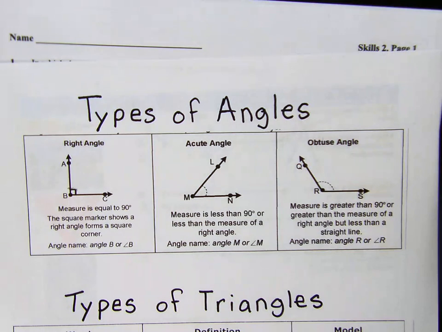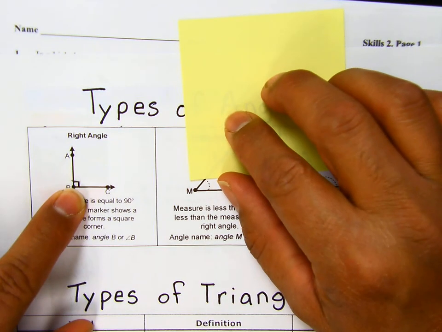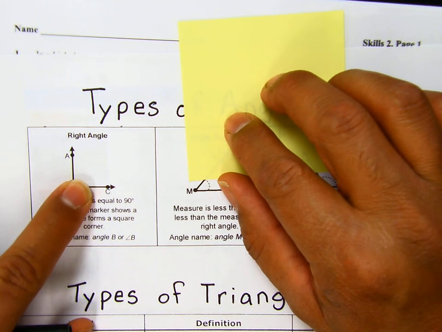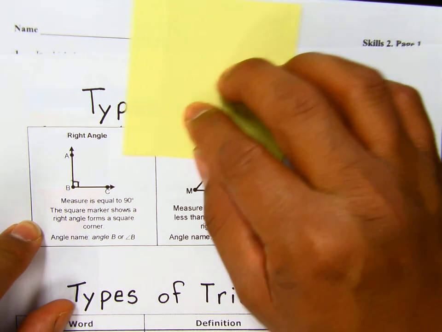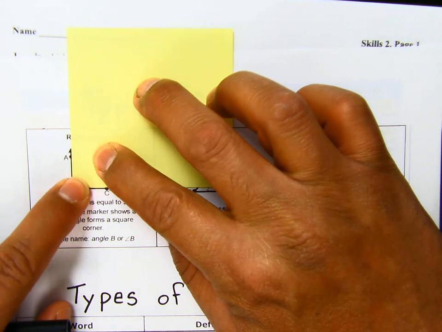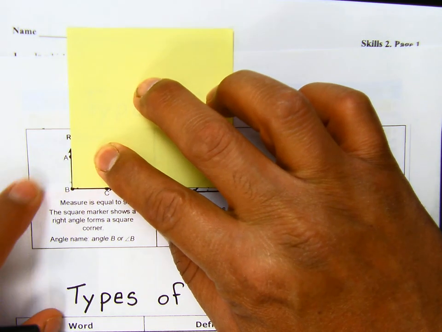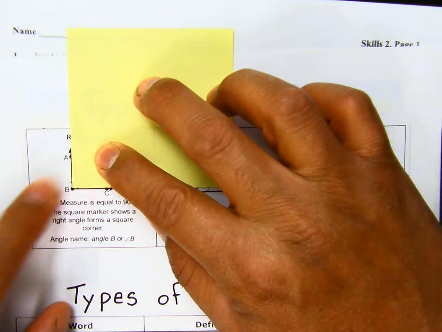Types of angles. Right angles are angles that measure 90 degrees. Sometimes they'll have this little square to show that it is a right angle, that makes a perfect squared corner down here. Another way we can check is if we take something with a squared corner and see if it matches that angle. If it matches perfectly inside that squared corner, then it's a right angle.